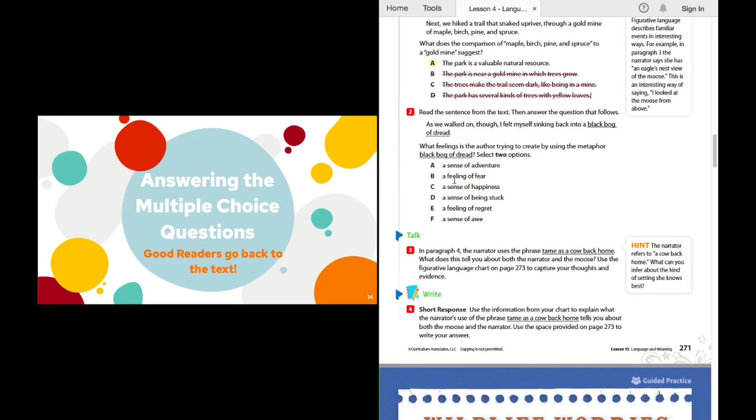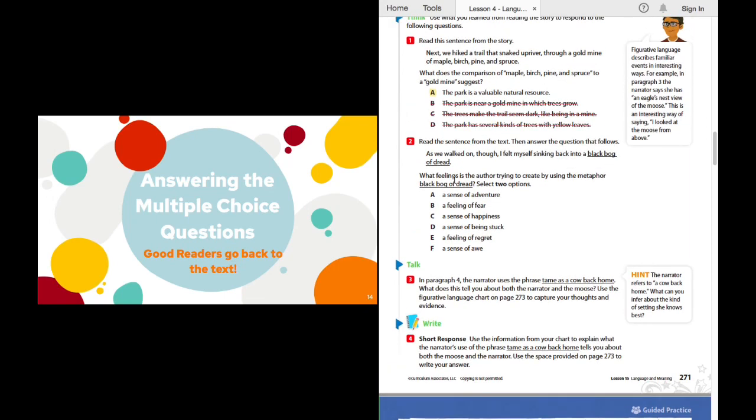Read the sentence from the text, then answer the question that follows. "As we walked on, though I felt myself sinking back into a black bog of dread." What feeling is the author trying to create by using the metaphor black bog of dread? Select 2 options. Okay, so first I need to figure out what kind of feeling I think the author is trying to tell me. A black bog of dread sounds like sadness or fear or being scared, and it also sounds like being stuck or something heavy, right?